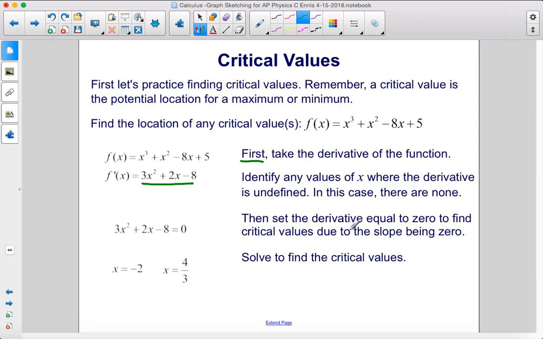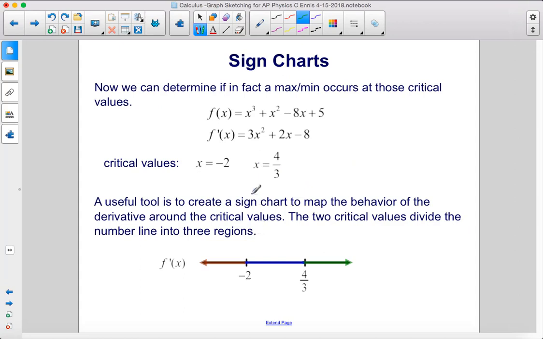Then set the derivative equal to 0 to find critical values due to the slope being 0. So we set this equal to 0, and we solve to find the critical values. So when x equals negative 2, this equals 0, and when x equals 4/3, this equals 0. Now we can determine if in fact a max or min occurs at those critical values.